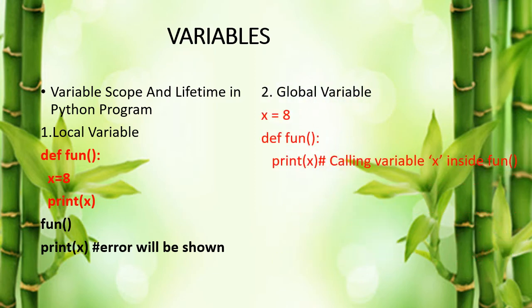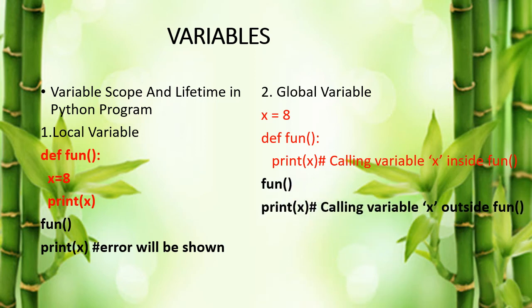But in the case of a global variable, before the function I assign the value 8 to x, and inside the function I just print x, so 8 will be printed. After the function call I also print x, and the value will be printed without any interruption because it is declared globally. 8 is declared before the function, which means it's a global variable, so throughout the program we can access it wherever we want.